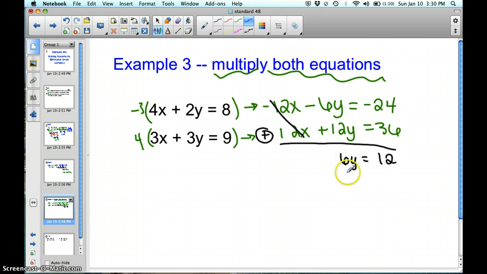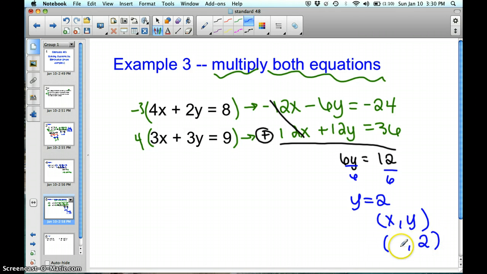Okay, so now let's just solve for our variable. Divide 6 on both sides. I would get y equals 2. Okay, so remember our solution to our system always needs to be a point x, y. Okay, we found our y value is 2, but I still need to find what my x value is.